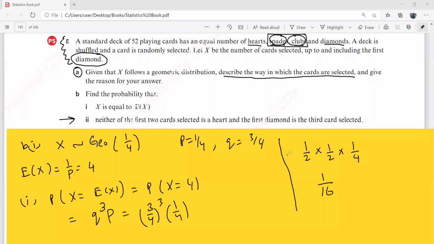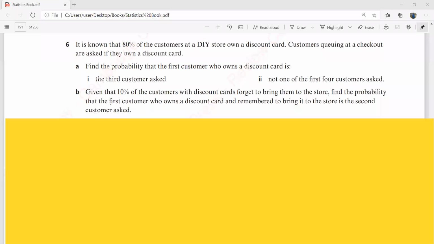Okay? And there is one last question from exercise 7C, I think. The sixth question from exercise 7C says, it is known that 80% of the customers at a store own a discount card, okay? So the probability that they have a discount card is going to be 0.8. And he's going to talk about the discount card. So I'm going to write this P as 0.8 and Q as 0.2.